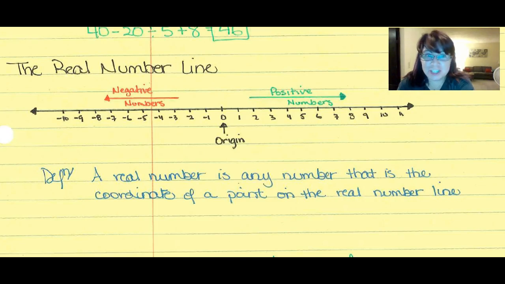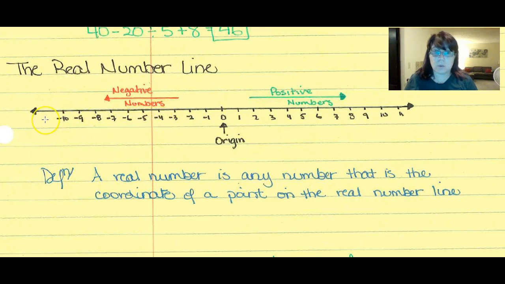Let's change gears just a little bit and get away from doing math to understanding math. The real number line. We usually have a straight line with two arrows at each end. We have zero in the middle, and on the right-hand side are our positive numbers, 1, 2, 3, 4, 5, 6, 7, and so on. To the left of the origin, we have our negative numbers starting with negative 1, negative 2, negative 3, and negative 4, and working outward.